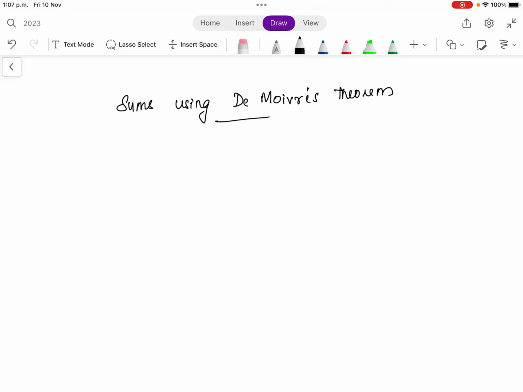Let's learn how you can do maths sums using De Moivre's theorem. Okay, so let's take an example. We know that De Moivre's theorem says that (cos theta + i sin theta) to the power of n is equal to cos n theta + i sin n theta.